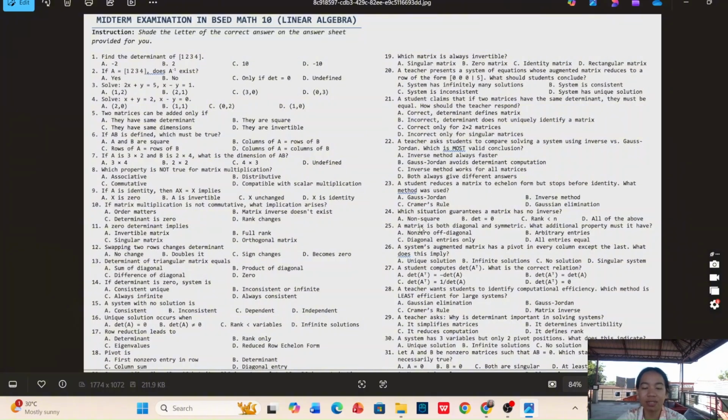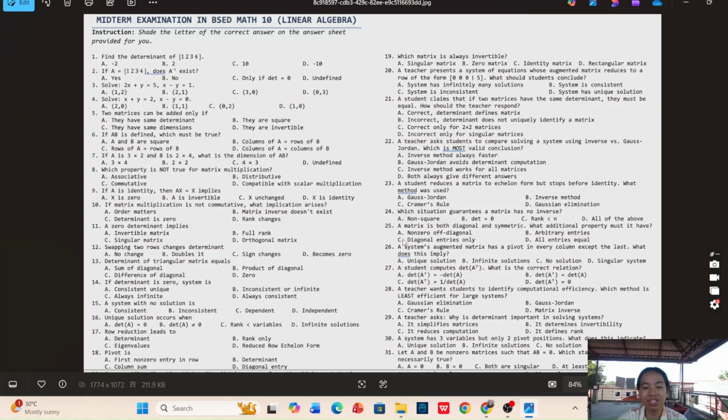24th question, which situation guarantees a matrix has no inverse? Among these choices, the correct answer is letter D. This is because all listed conditions, it could be non-square, determinant equals 0, rank is less than n, prevent a matrix from having an inverse. Therefore, the answer for number 24 is letter D, all of the above.